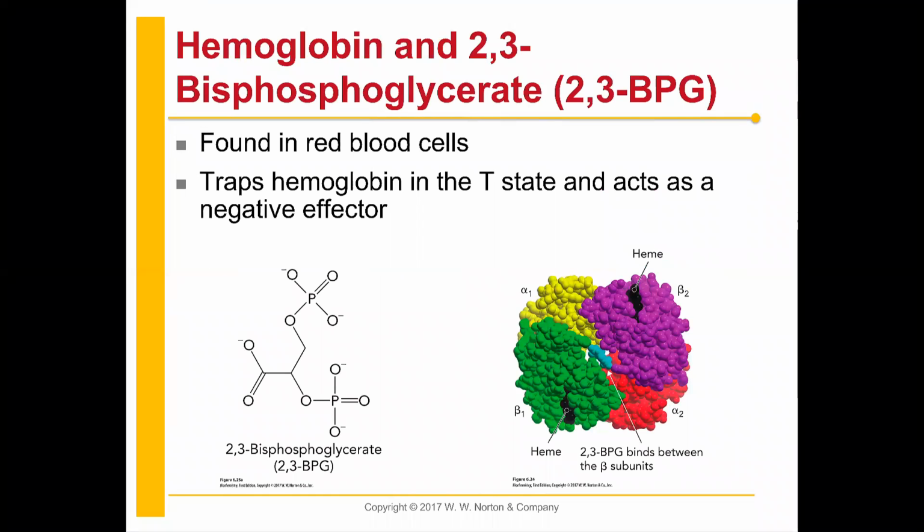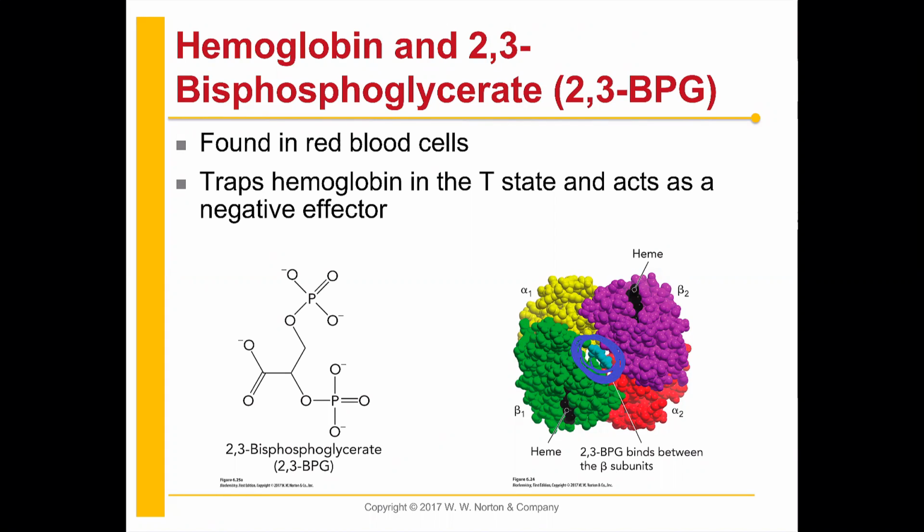All right, our next negative regulator is 2,3-bisphosphoglycerate, or 2,3-BPG. 2,3-BPG is found in our red blood cells, and it will trap our hemoglobin in that T state. So it's a negative regulator. It's going to inhibit binding of O2. How does it inhibit binding of O2? It binds basically in the middle of this molecule, and it inhibits binding at the primary site. So it binds at a secondary site.